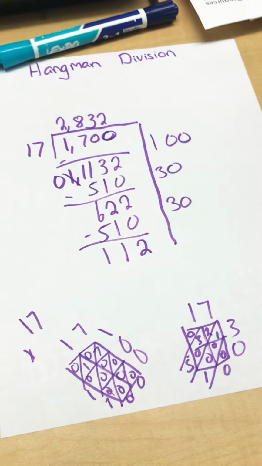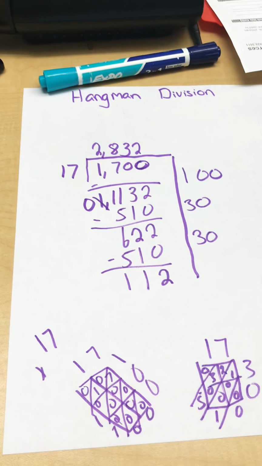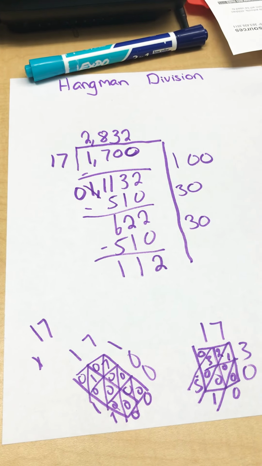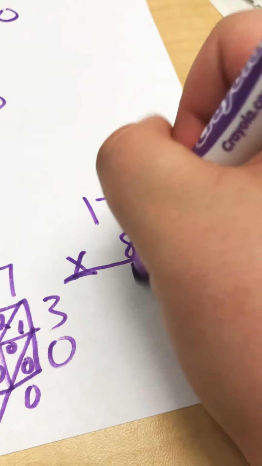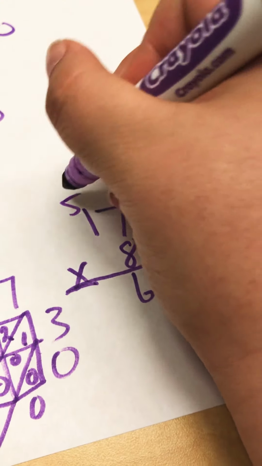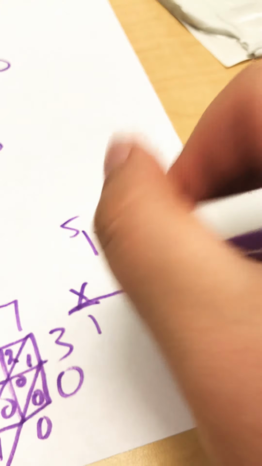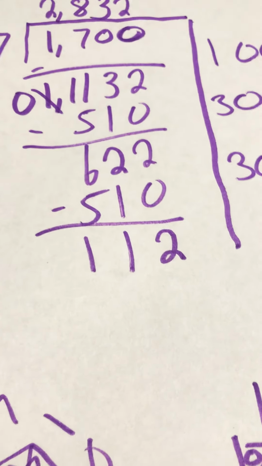So now we gotta look. We gotta try and figure out how many times or how close we can get 17 to 112. And I'm thinking, let's try multiplying 17 by 8. So we're just gonna do our standard multiplication setup over here. So we know 8 times 7 is 56. 8 times 1 is 8. Plus 5 is 13. That's too big, so we got to go smaller.